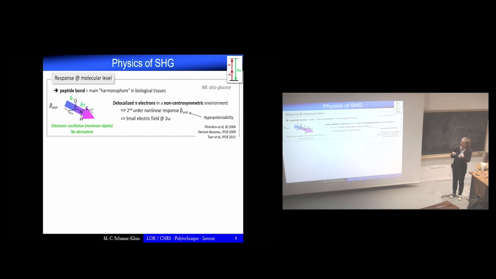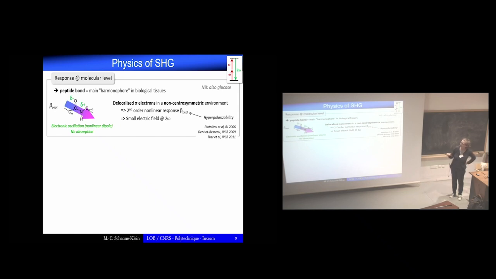So the elementary response is found in the peptide bond. So we are looking at proteins. Proteins are polypeptides, so it's a chain of amino acids with peptide bonds between two amino acids. And in the peptide bonds, the electrons are delocalized, so that it's a dipole. And when we excite for multiphoton microscopy, we need a very high excitation. So we excite the dipole non-linearly, so it can be sensitive to the environment.